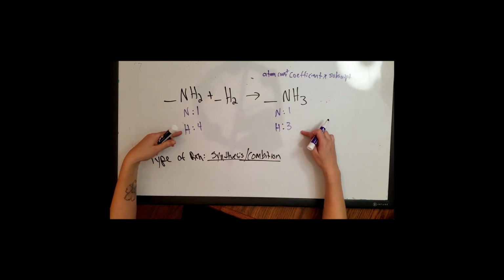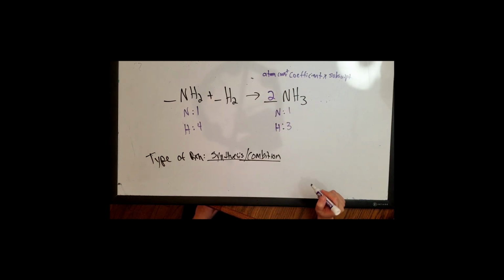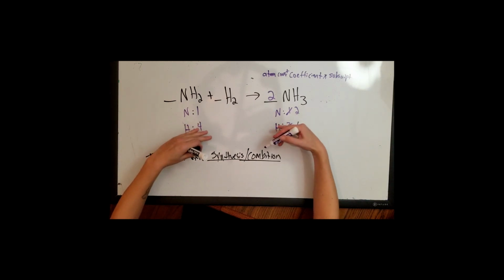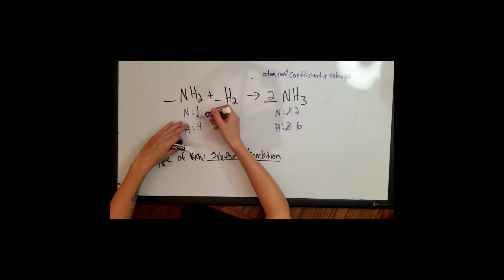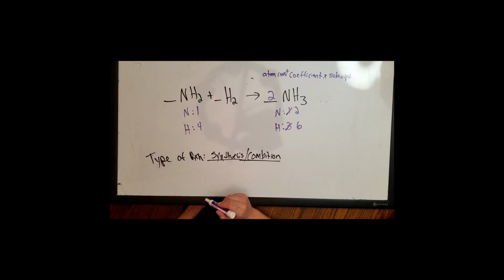I have 4 hydrogens on the reactant side, 3 on the product side, so I need more here, so let me just put a 2. So that is going to change my hydrogens to 6 because coefficient times subscript, 2 times 3 gives me 6 hydrogens. But it's also going to change my nitrogens. I now have 2 nitrogens. Okay. Well, let's go back over here to the reactant side. So let's just focus on the nitrogens. I have 2 nitrogens on my product side. What number can I put in this space to have 2 nitrogens on the reactant side? It's number 2.